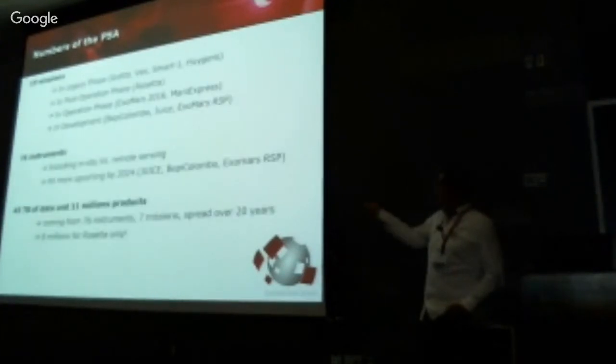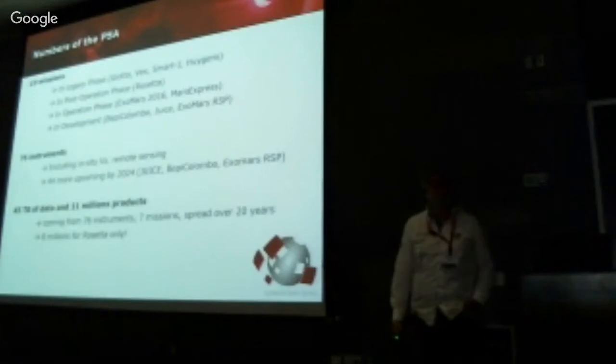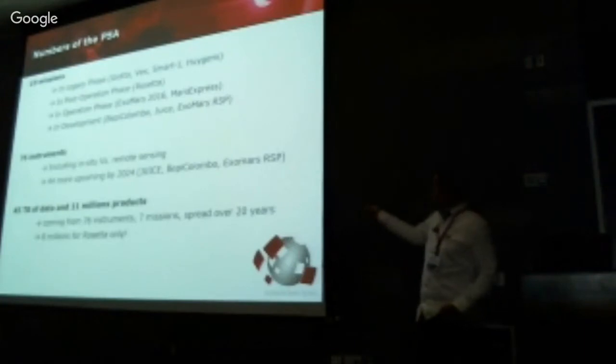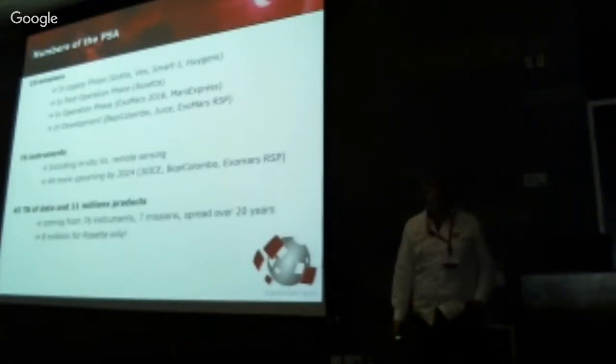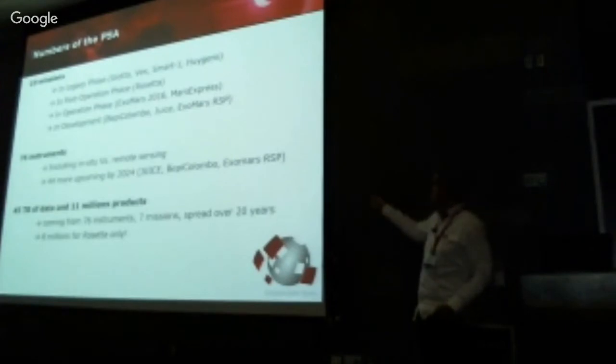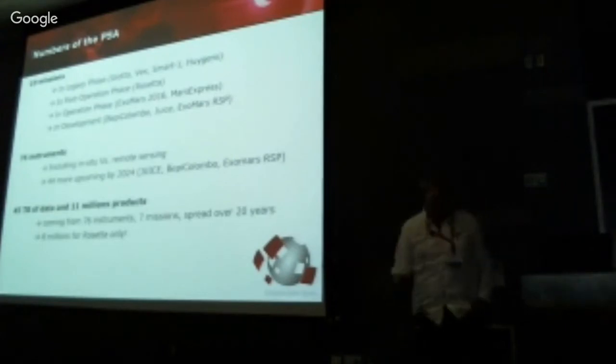We currently have 10 missions in our archive, half of them in legacy or in post-operation, the latest one being Rosetta, and we have 5 projects in development. So Mars Express is still orbiting, BepiColombo is about to be launched next year, and following are also ExoMars RSP and JUICE. So we're half the past and half the future.